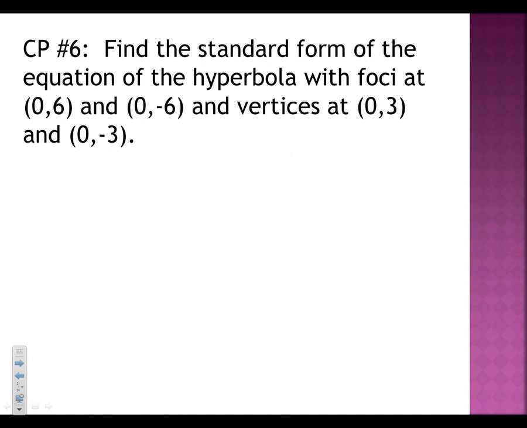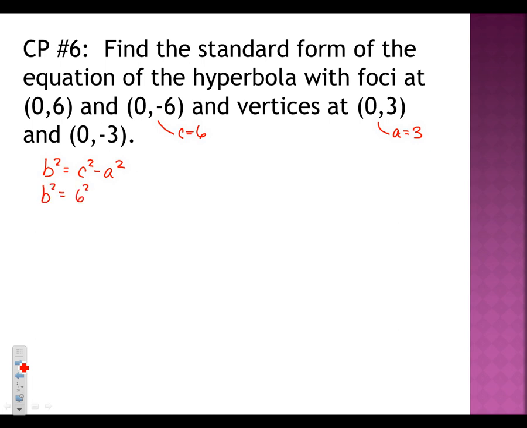Find the standard form of the equation of the hyperbola with foci at (0, 6) and (0, -6), and vertices at (0, 3) and (0, -3). All right, so what do we know so far? Well, if these are our foci, c is equal to 6. If this is my vertex, a is equal to 3. So now I can use that relationship and figure out b. b squared is equal to c squared minus a squared.